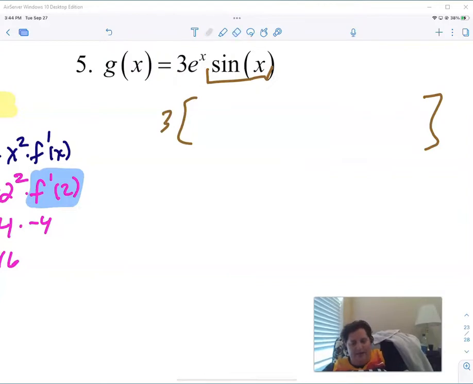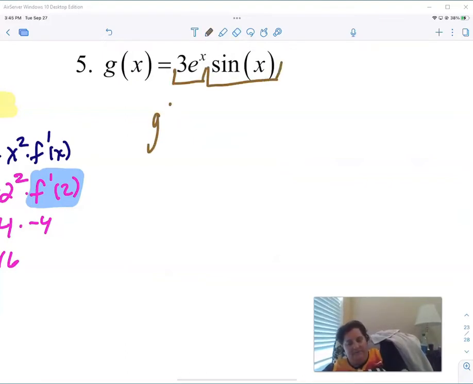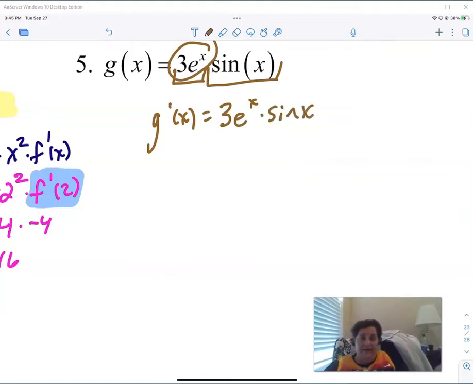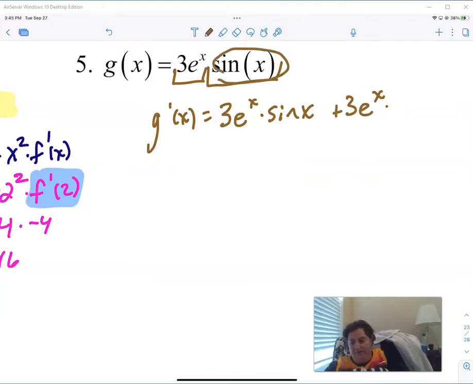Now, when I have a constant in front, we could just leave it in front and do big parentheses, and we could just do e to the x sine x. But usually, because I don't want to, I call that my first product. Okay? So look, derivative of the first. 3 stays there. Derivative of e to the x, e to the x, times the second. Look, it looks like I did nothing, but I did. I took the derivative of the first. And then I go first times derivative of the second. And the derivative of sine is cosine. Okay?